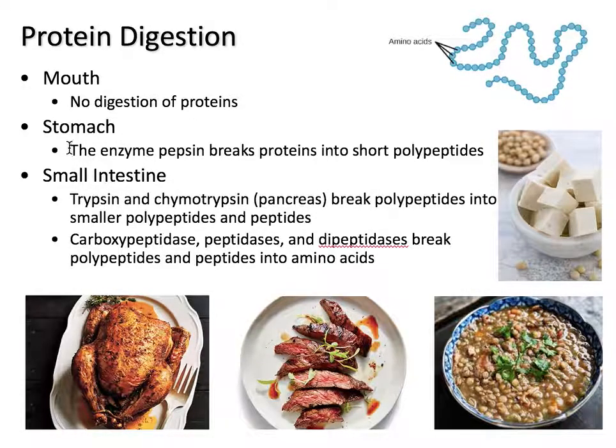We digest carbs in the mouth, but not proteins. So protein digestion begins in the stomach with the enzyme pepsin, which helps to break proteins into short polypeptides, which are shorter protein chains. The proteins then move into the small intestine, and you have these crazy pancreatic enzymes. You have a bunch of them. So trypsin and chymotrypsin break your polypeptides into smaller ones. And then carboxypeptidase, peptidases, and dipeptidases break polypeptides and peptides into individual amino acids. So we get to the goal, which is to make these amino acids in the small intestine.